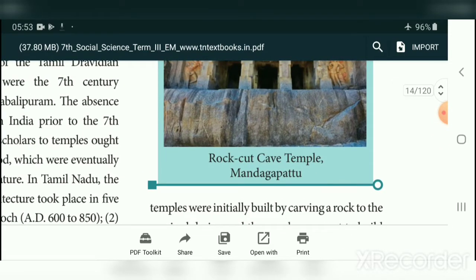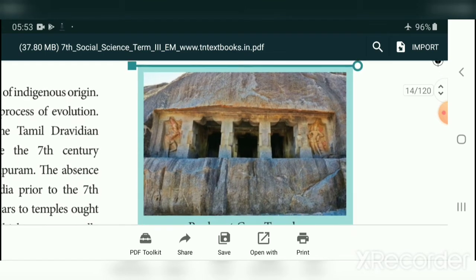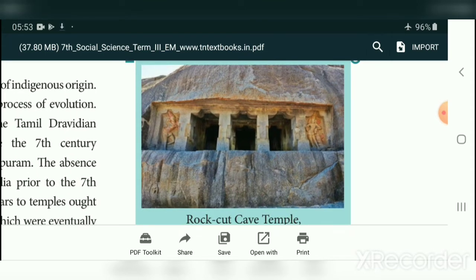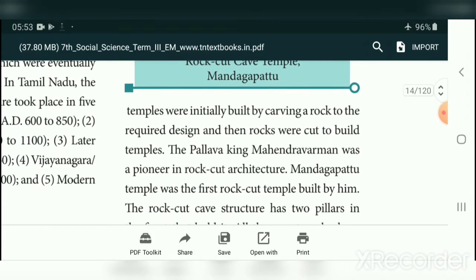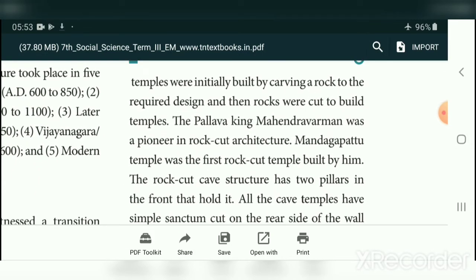This example of a rock-cut temple is in Mandagapattu. See here, a single rock is carved. They inscribe. The temples were initially built by carving a rock. They carve a rock to the required design, and then rocks were cut to build the temple.